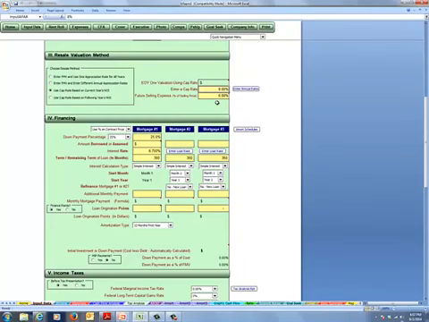Now, I can get this typically from the broker's package. If it's not in the broker's package, and I know this market well, and I know what this type of property in that market trades for, I would know that number and I would insert it here. But what I'm going to do is use the broker's number from his property package, and I'm going to input it into this number right here.